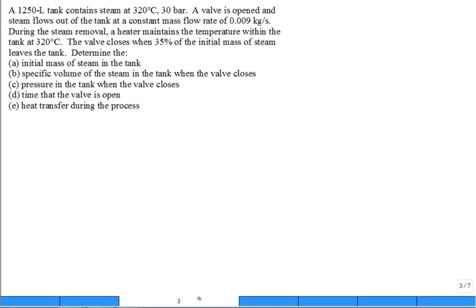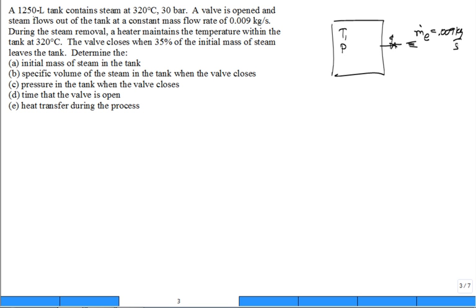We have a 1,250 liter tank containing steam, and the pressure and temperature are given, 30 bar and 320 degrees C. If you do have your appendices, I'll go look at some numbers today. A valve is opened and steam flows out of the tank at a constant flow rate of 0.009 kilograms per second. So maybe you'd start doodling. You say, oh, I have a tank. I have initial temperature and initial pressure. I have a valve or some leak is opened or it's partially open, and I have some flow rate out, mass flow rate exiting of 0.009 kilograms per second.